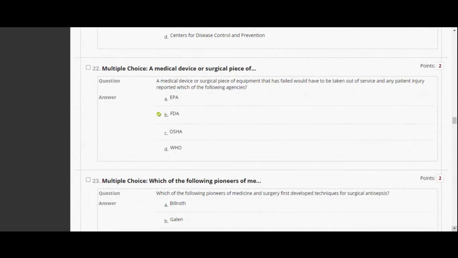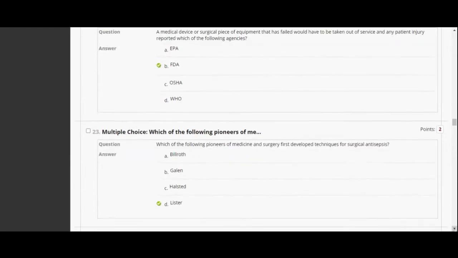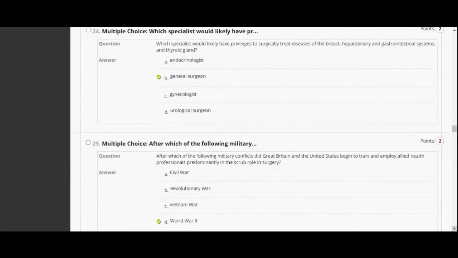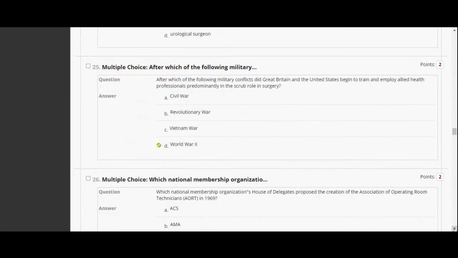A medical device or surgical piece of equipment that has failed would have to be taken out of service, and any patient injury reported to which of the following agencies? The FDA. Which of the following pioneers of medicine and surgery first developed techniques for surgical antisepsis? And that's Lister. Which specialist would likely have privileges to surgically treat diseases of the breast, hepatobiliary, and gastrointestinal systems and thyroid gland? General surgeon.